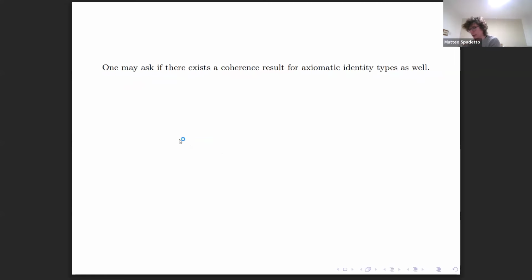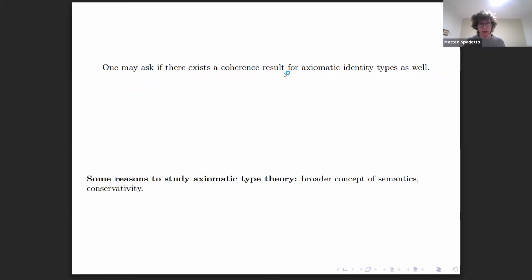Daniel Otten and I asked if we could obtain a similar result for axiomatic identity types. So maybe this is a good occasion to briefly motivate the study of axiomatic type formers.